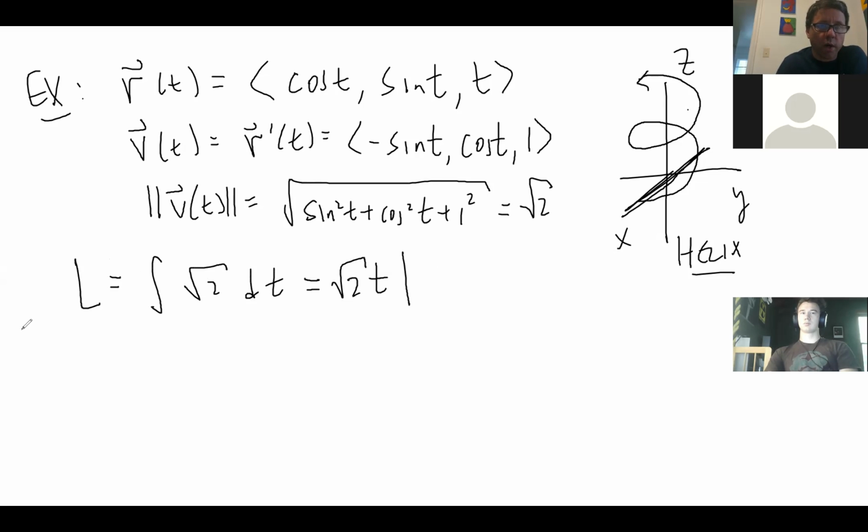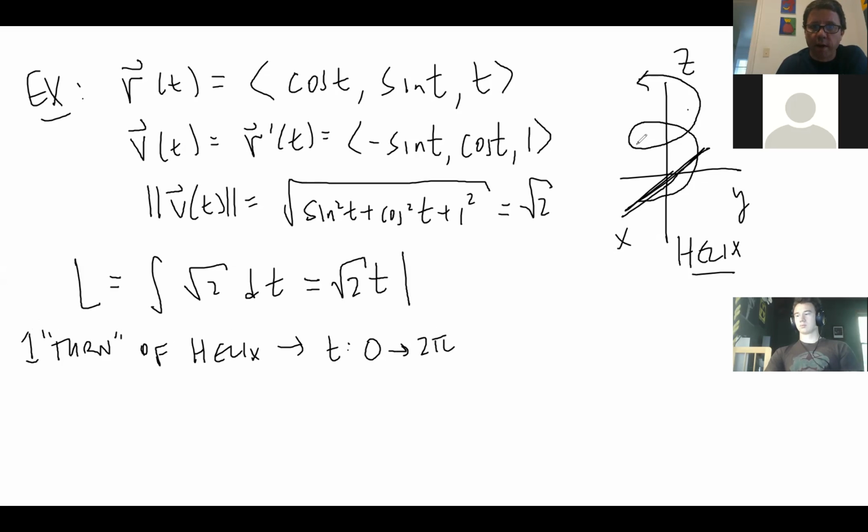So if I went one turn of the helix, that would mean that the t would start at 0 and it would go up to 2 pi. So you go around the helix once, you come back to this same point as far as x and y are concerned, you're just above it. So how far is that all the way around?